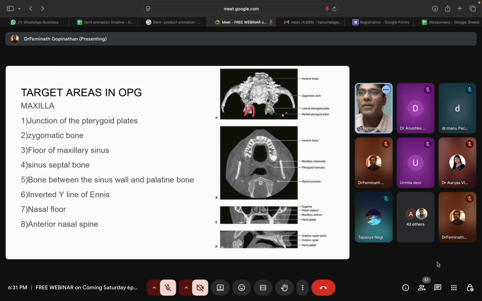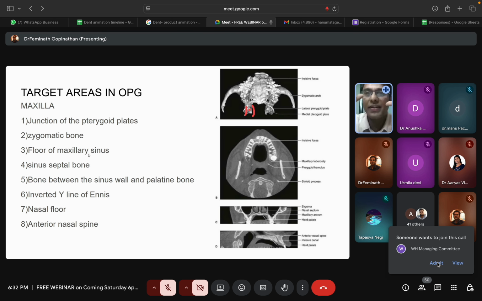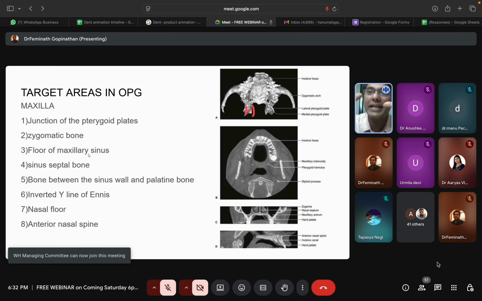Okay, so the zygomatic bone is another area, but we will not be discussing the zygomatic bone because that comes from complex surgeries. Next target area for maxillary. See, basically, why do we select these target areas? These target areas are the highly mineralized or highly corticalized bone in the maxilla.